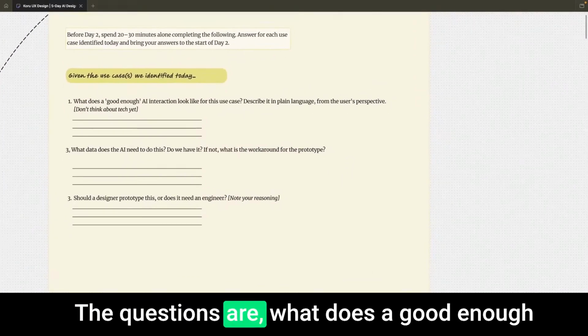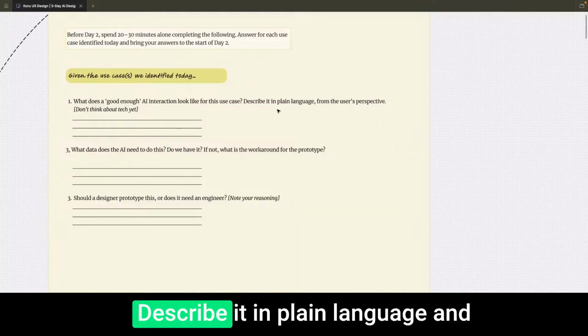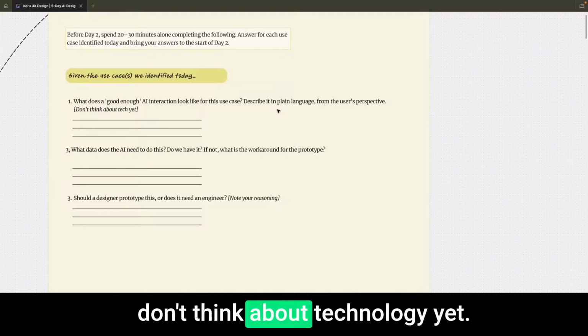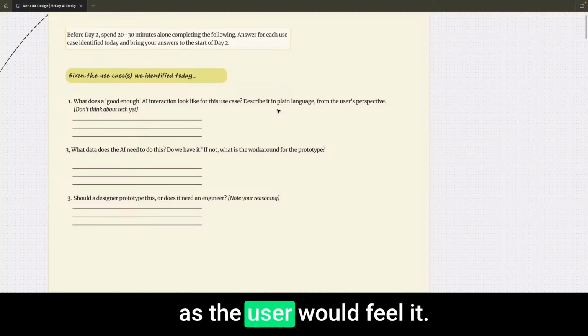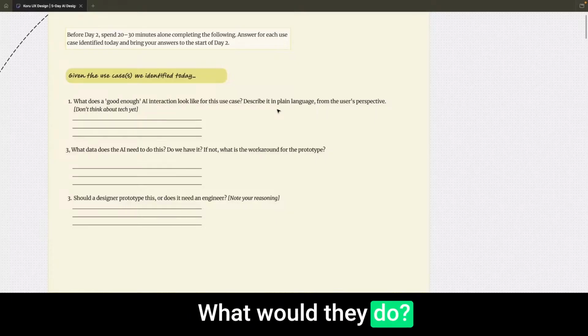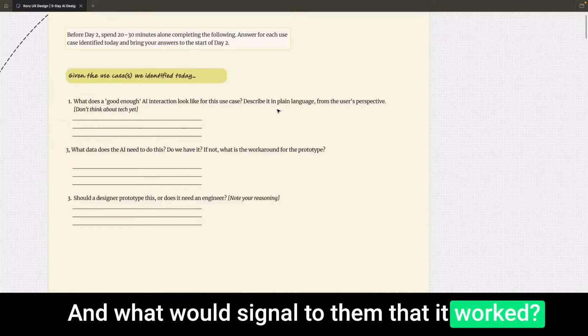The questions are: what does a good enough AI interaction look like for the use case? Describe it in plain language and don't think about technology yet. Just describe the experience as the user would feel it. What would they do? What would the AI do in response? And what would signal to them that it worked?